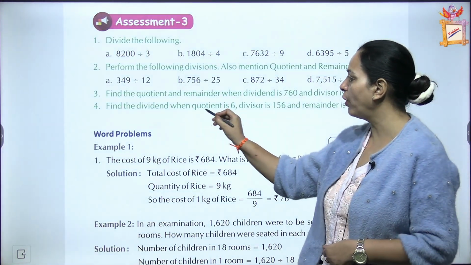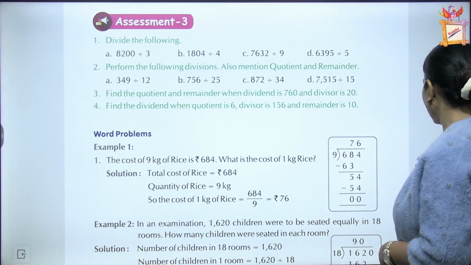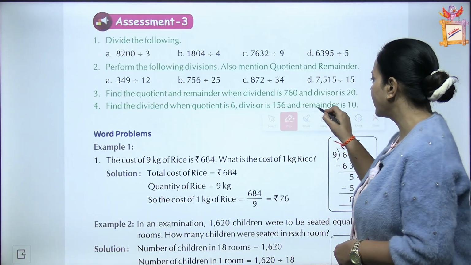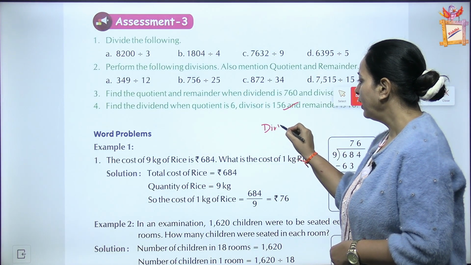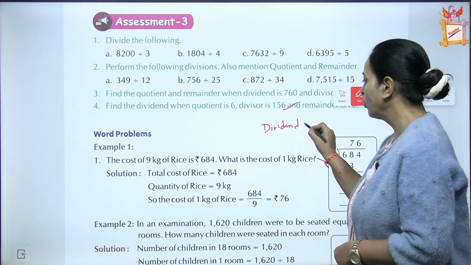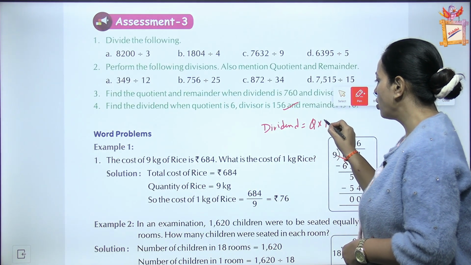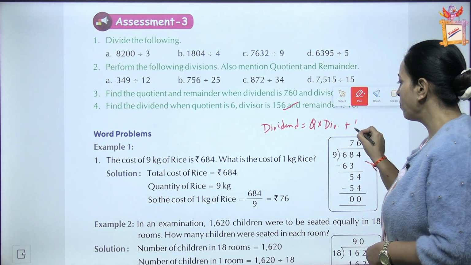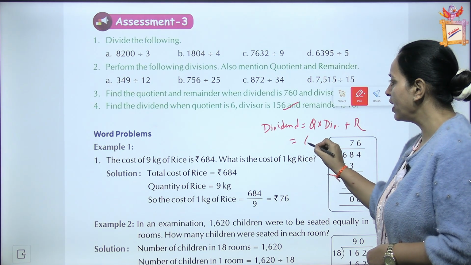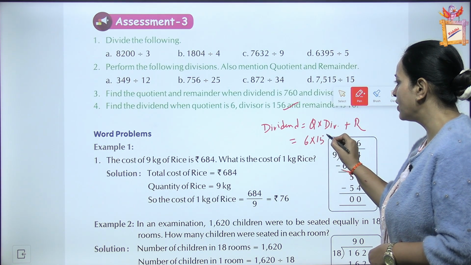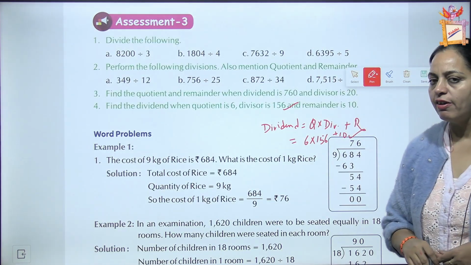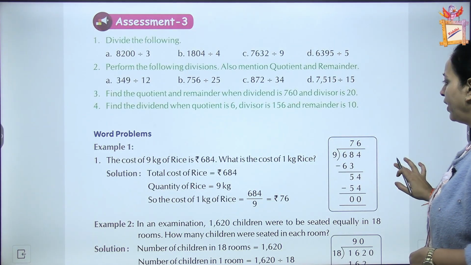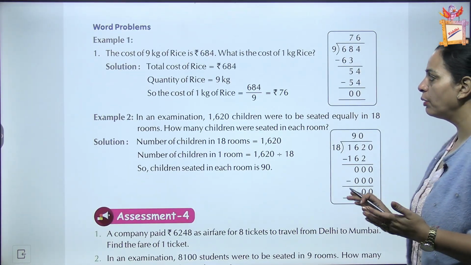Find the dividend when quotient is 6, divisor is 156 and remainder is 10. We know dividend equals to quotient into divisor plus remainder. So 6 into 156 plus 10. We can calculate it. We can find the dividend. Now we are talking about word problems.